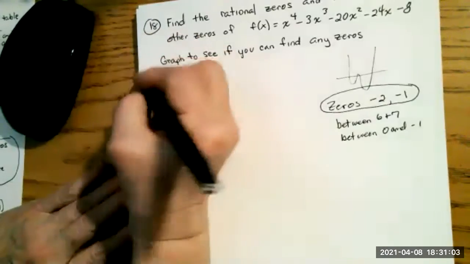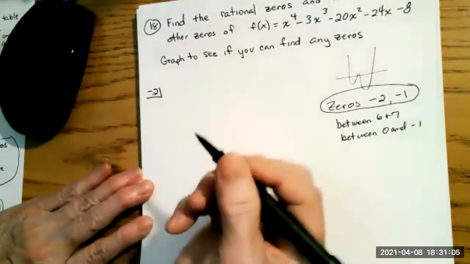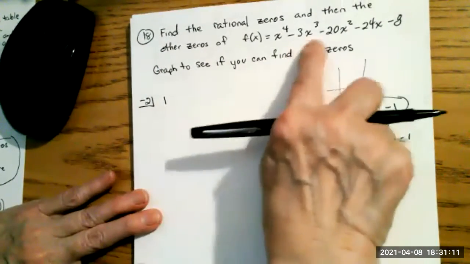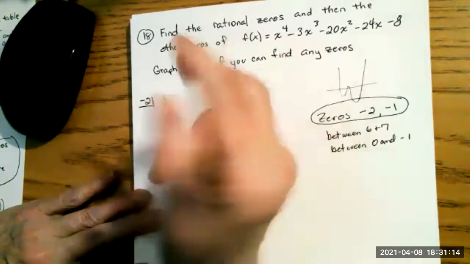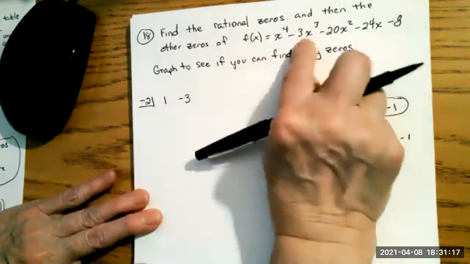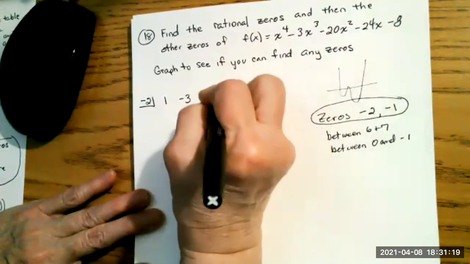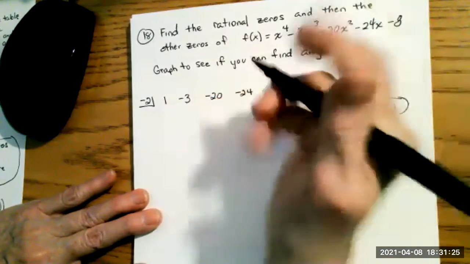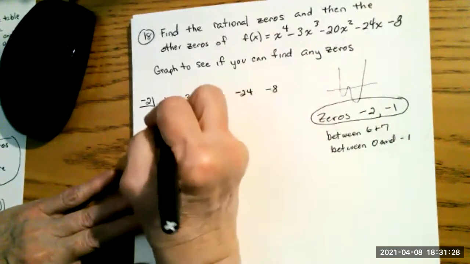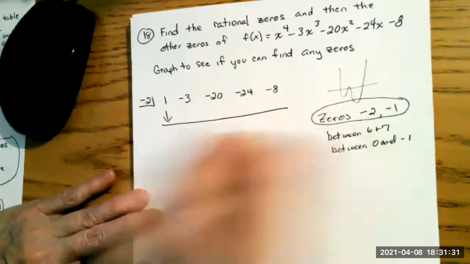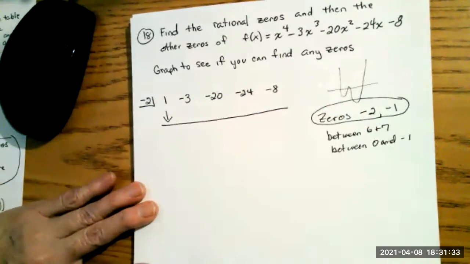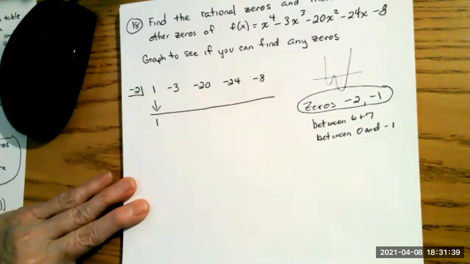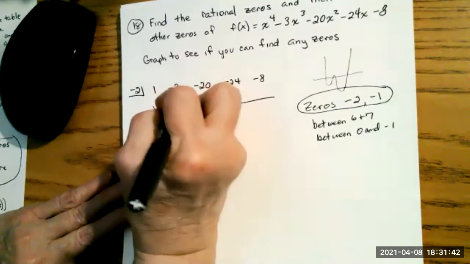So what I'm going to do is put my -2, and start with it in synthetic division using the coefficients of my terms that are here. So it's 1x to the 4th minus 3x to the 3rd minus 20x to the 2nd minus 24 minus 8. Now, if I did this right, I should end up with a 0 on the end down here. That would tell me that that negative 2 is in fact a zero of the function. So bring down the 1. Negative 2 times 1 is negative 2.